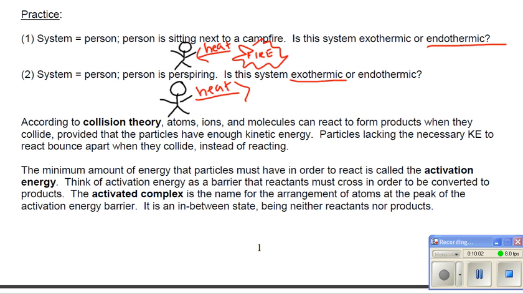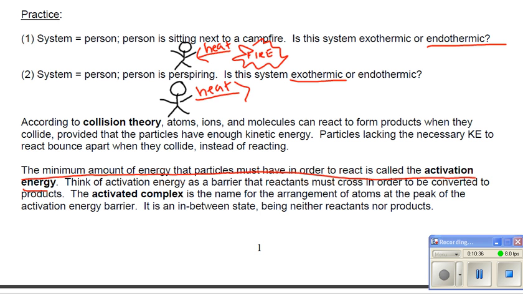It says, according to collision theory, atoms, ions, and molecules can react to form products when they collide, provided that the particles have enough kinetic energy. Particles lacking the necessary kinetic energy to react bounce apart when they collide instead of reacting. The minimum amount of energy that particles must have in order to react is called the activation energy. So underline that. What allows them to react is this activation energy.